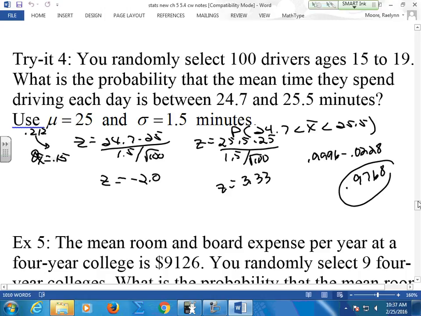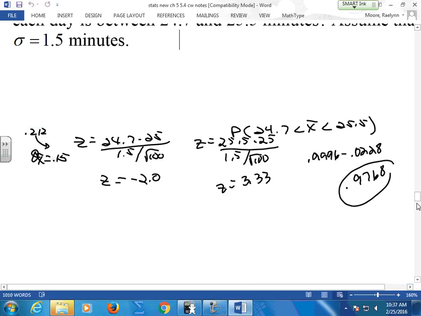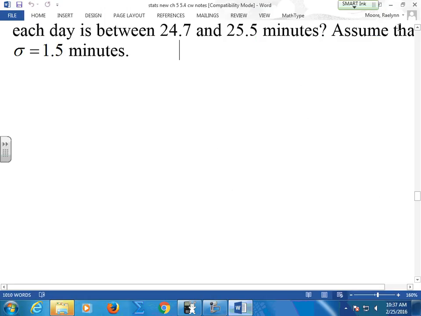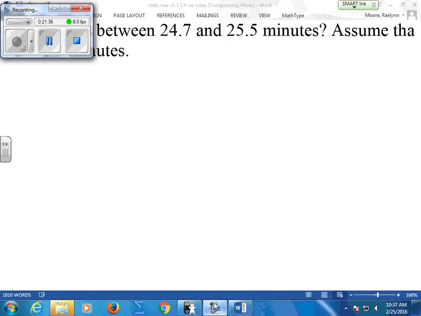Now, before I go to number 5, I'm going to run out of time. Okay, tomorrow when we come back, I don't want to start with number 5. I want to go down and compare a population to a sample. I think that'd be easier for you to see the difference.